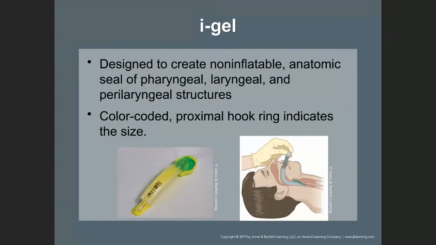The iGel is another new one. I'm not sure if it's that popular, but it's being used. The iGel is designed to create a non-inflatable anatomic seal of the pharyngeal, laryngeal, and perilaryngeal structures. It's much better than the LMA, and it's just as effective as the King LT. Color-coded proximal hook rings indicate the size.